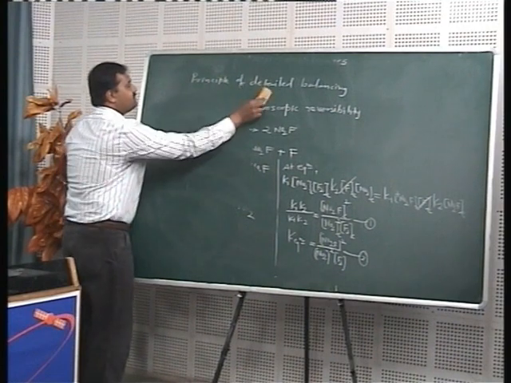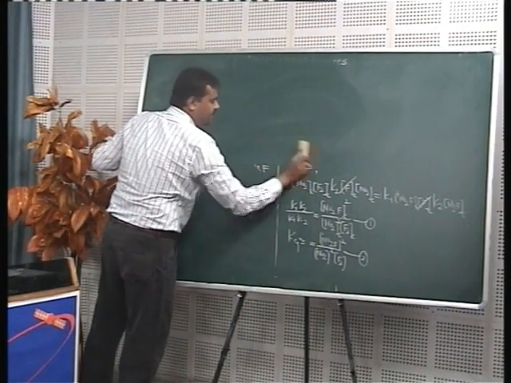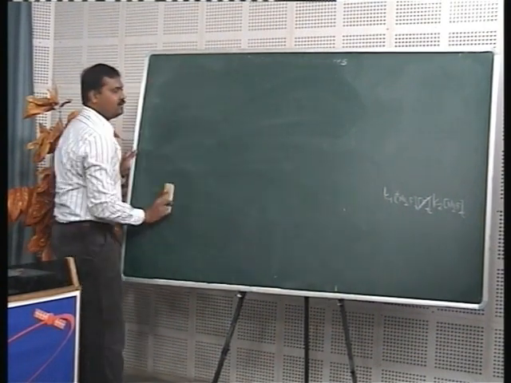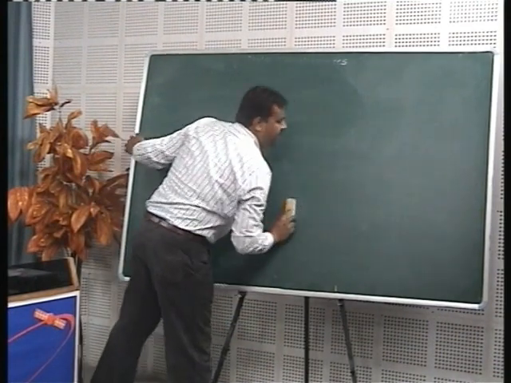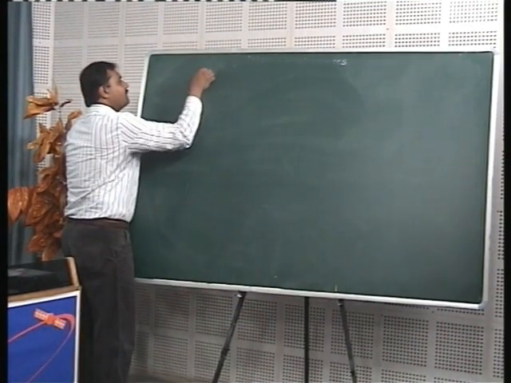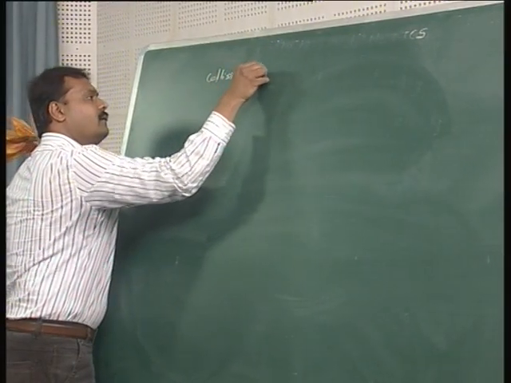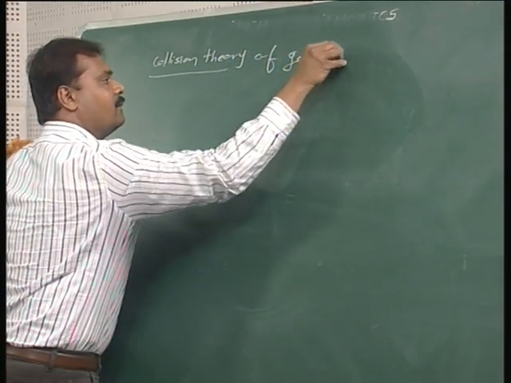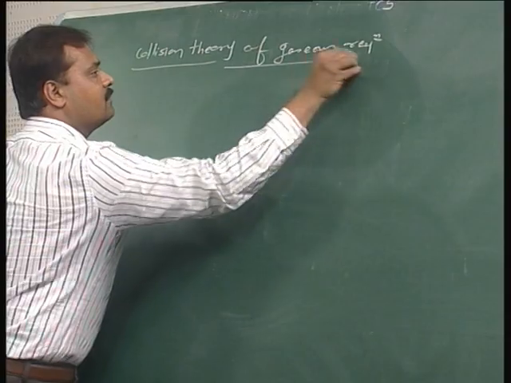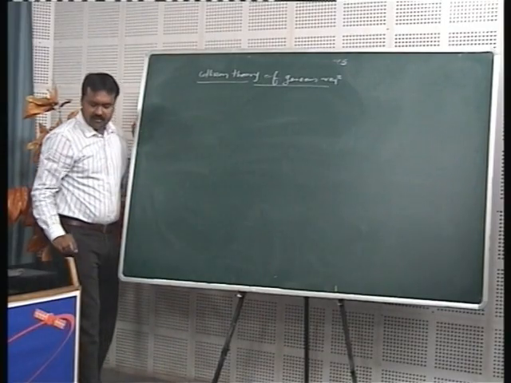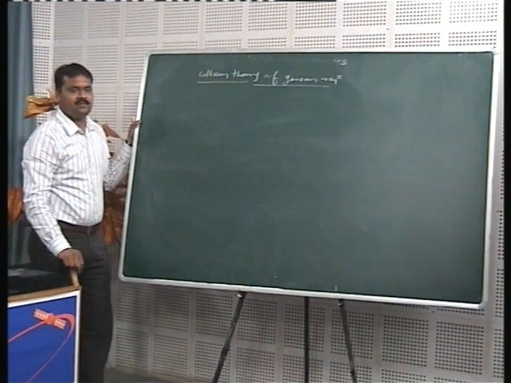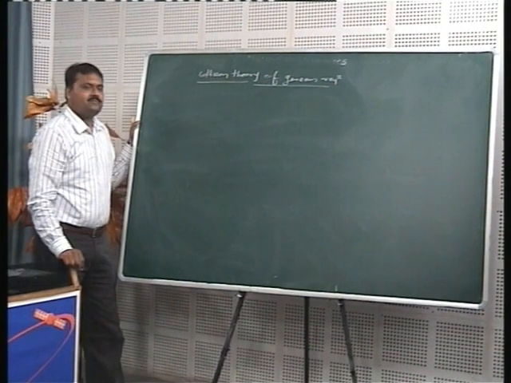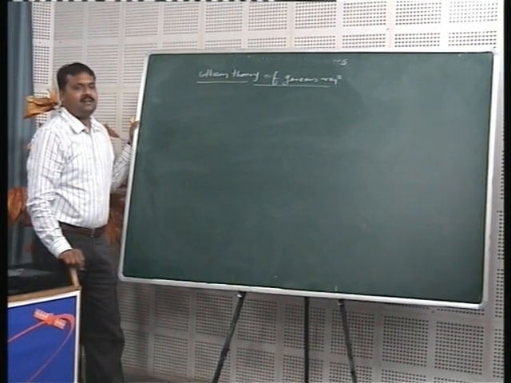Now let us discuss an important theory of chemical kinetics, which is called the collision theory of gaseous reactions. Up to this point we have established certain relationships between different constants. Now in this theory we will try to understand the effect of various factors on the value of the rate constant.